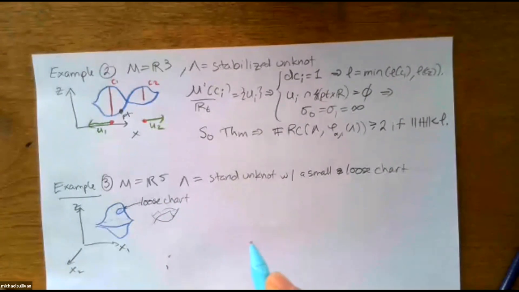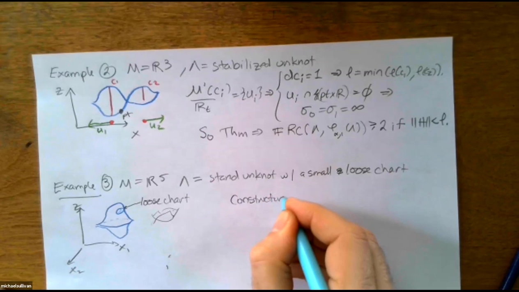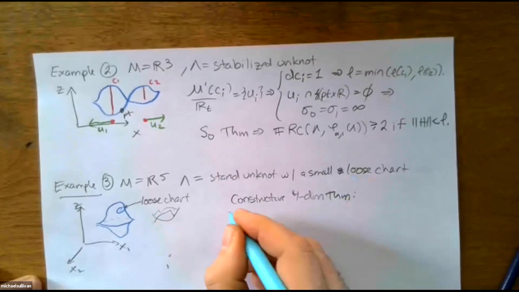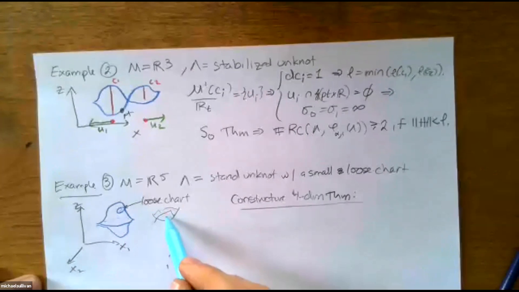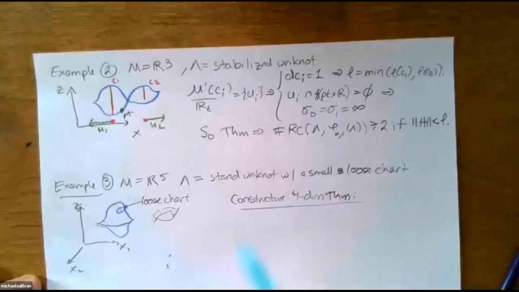So then there's a constructive theorem which says that, okay, right. So first of all, what would our theorem say? Our theorem would say, well, as long as the Hamiltonian is smaller than the length of this tiny little thing, we can't displace it, which is not really saying very much.